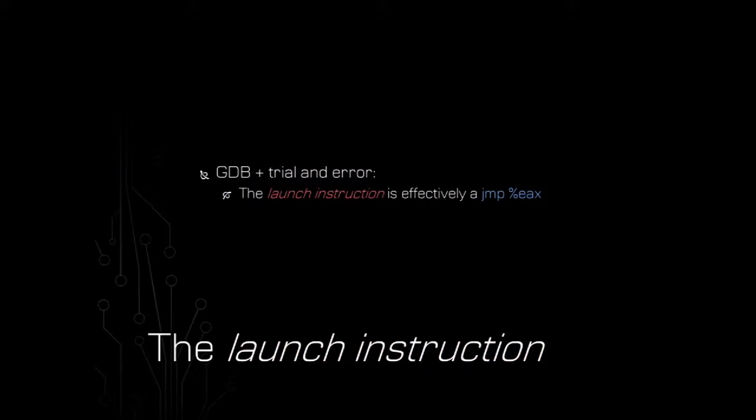It finds 0F 3F. Judging from the patent literature, this is what they're calling the launch instruction. This is the new x86 instruction enabled by some bit in the global configuration register. With a little trial and error, I was able to figure out that this launch instruction is effectively a jump EAX instruction. It just jumps to whatever address is in the EAX register.